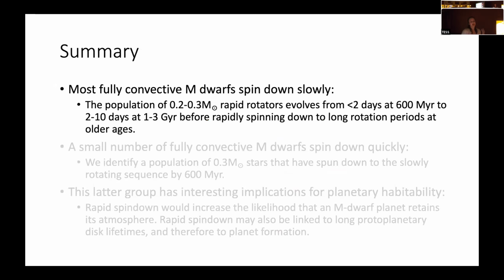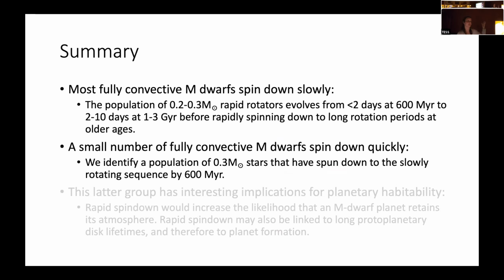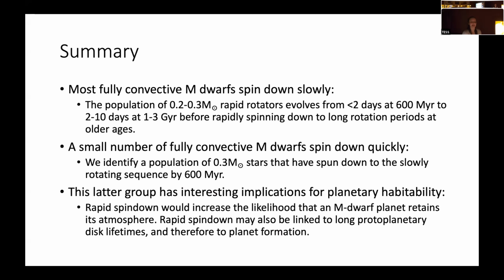So in conclusion, most fully convective M dwarfs spin down slowly, gradually evolving in the rapidly rotating reservoir over a few gigayears before jumping to the slowly rotating sequence. But a small number make that jump at very young ages, like around 600 million years. And as I mentioned at the beginning, this latter group is potentially interesting with respect to planetary habitability.